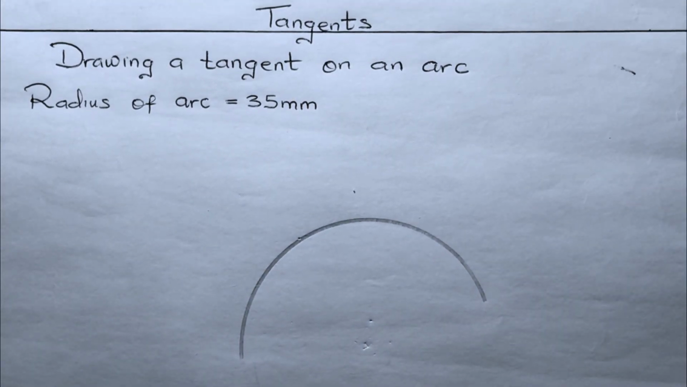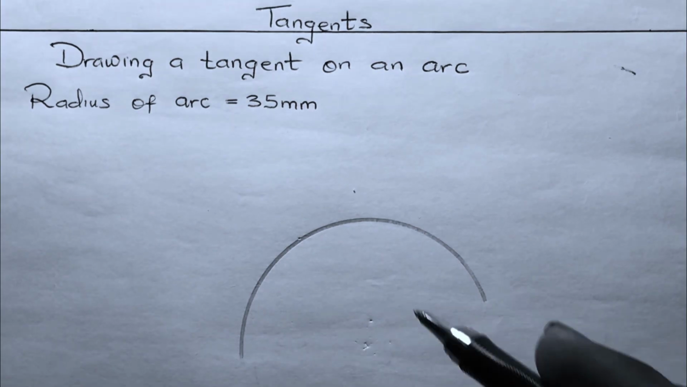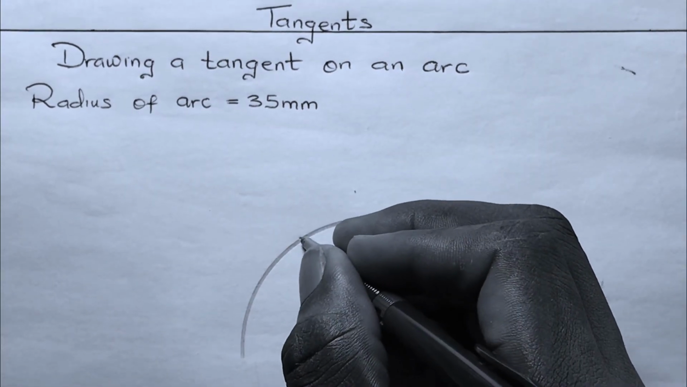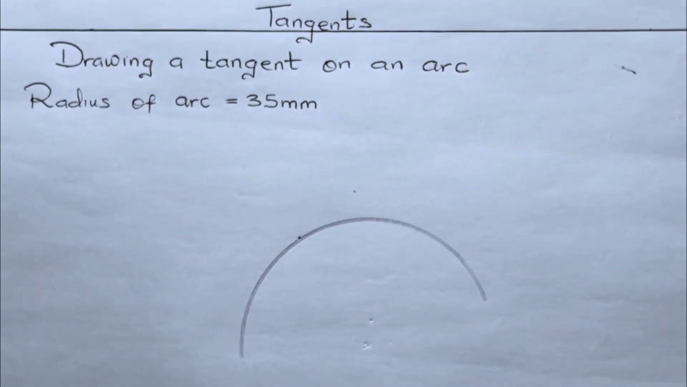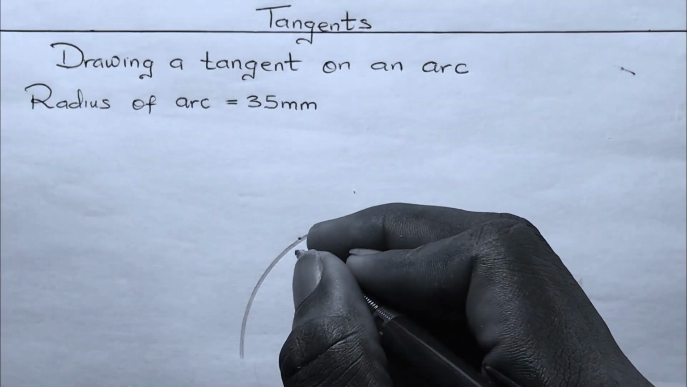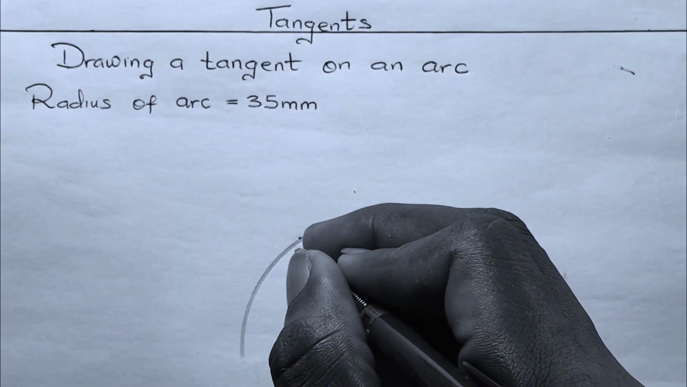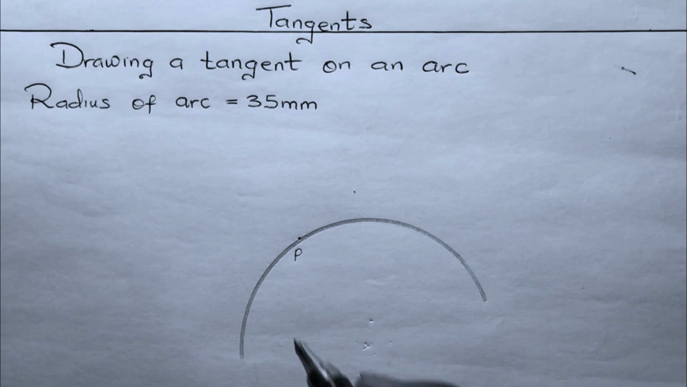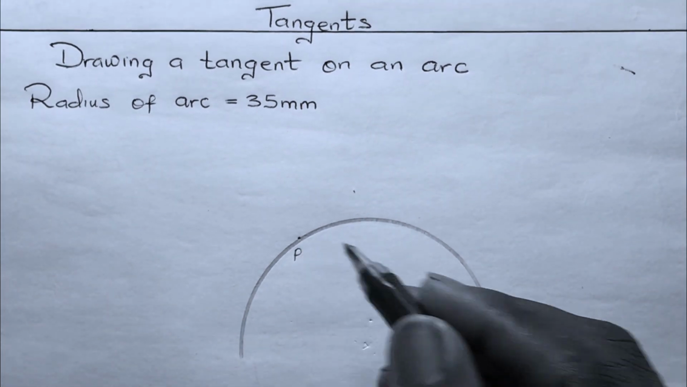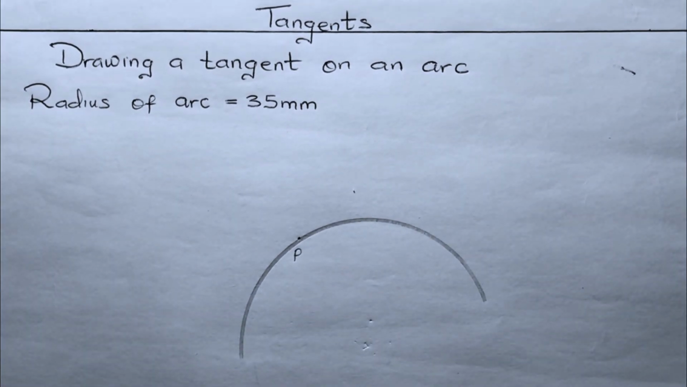Okay, so the next thing after we draw our arc is to get the point P to which we want our tangent to be on the arc. So at any point of the arc to which we want to have our tangent, we can label it as point P on the arc. So we have this particular place as the point to which we're going to be constructing our tangent.